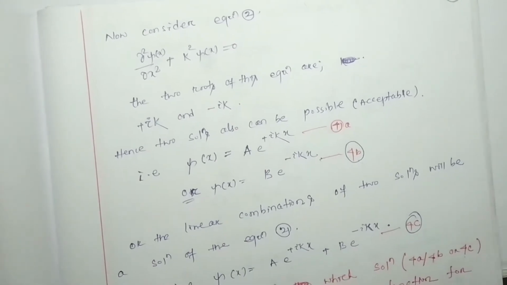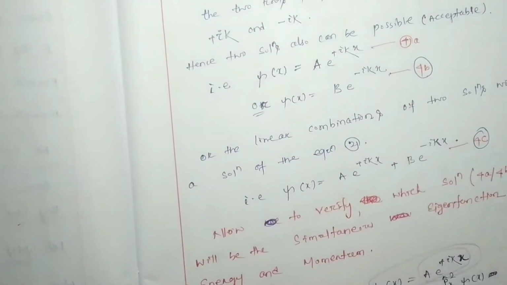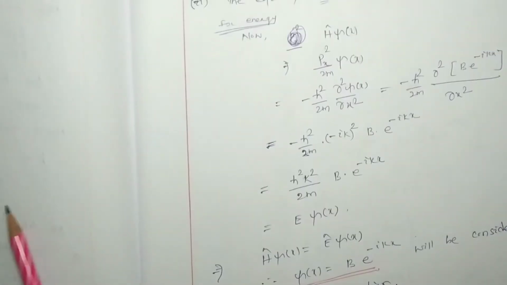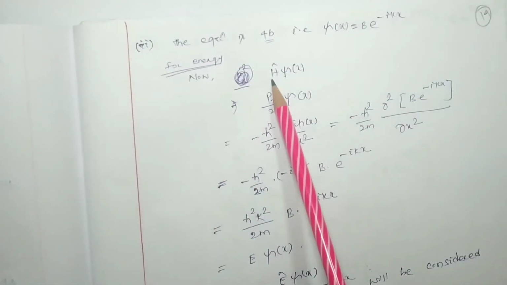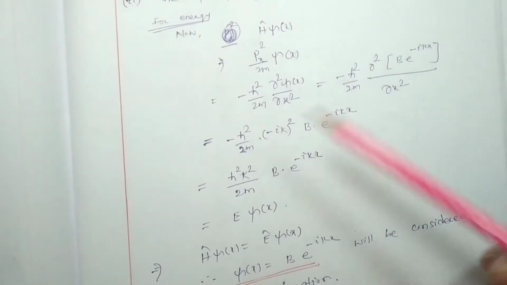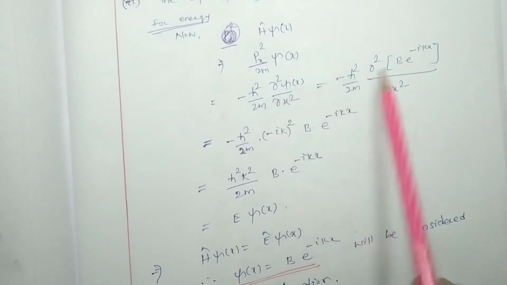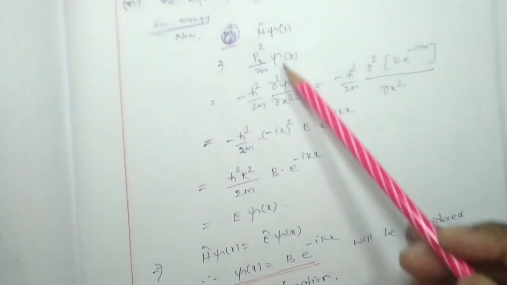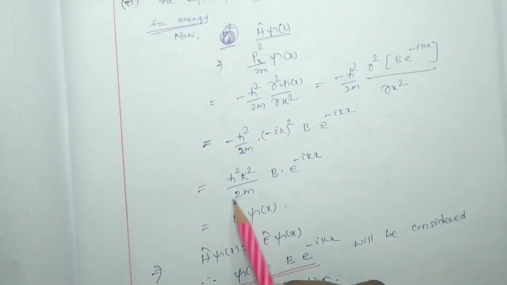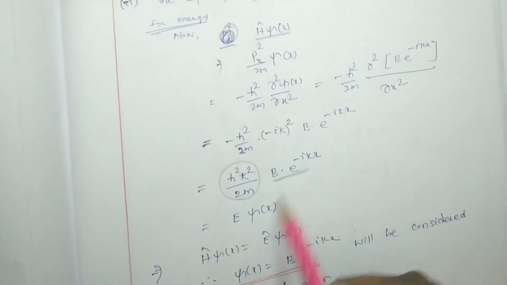Now we have to check the 4b equation, that is b into e to the power minus ikx. Similarly you can check that H cap psi x will be equal to... you can pause the video and write. I am not going to explain each step here because it is very easy, only the double derivative you have to take. So here H cap psi we can find h cross square k square by 2m b e to the power minus ikx, that means psi x.